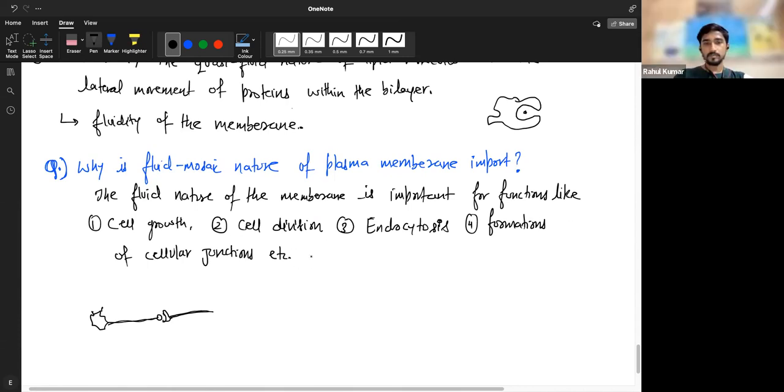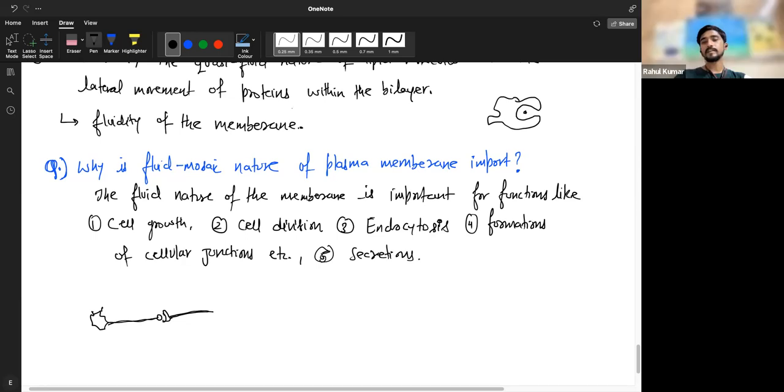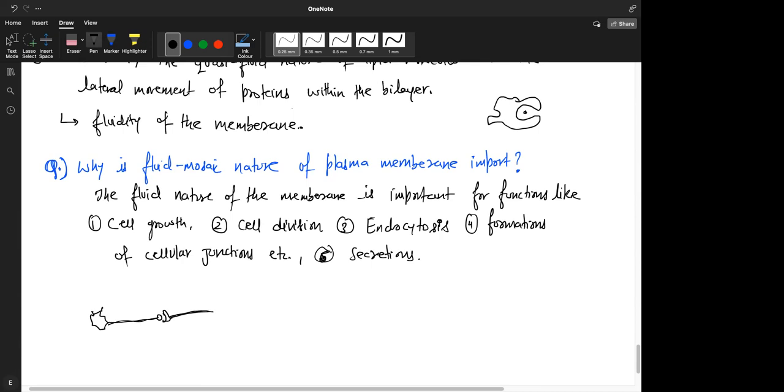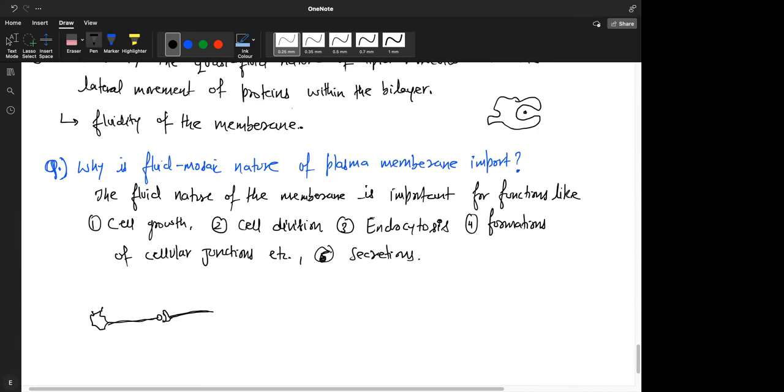And apart from this, you can also write fifth as secretions. Cells secrete, and whatever they secrete, they are able to secrete because things can move out through the cell membrane. Is it clear? Yes, clear.